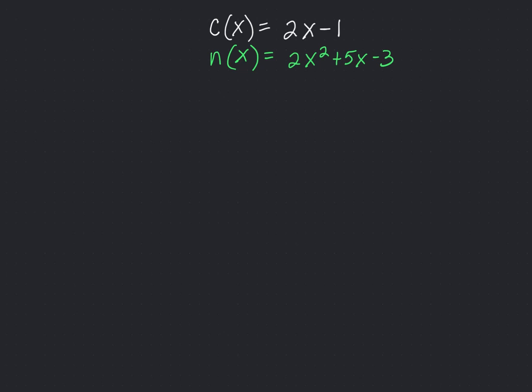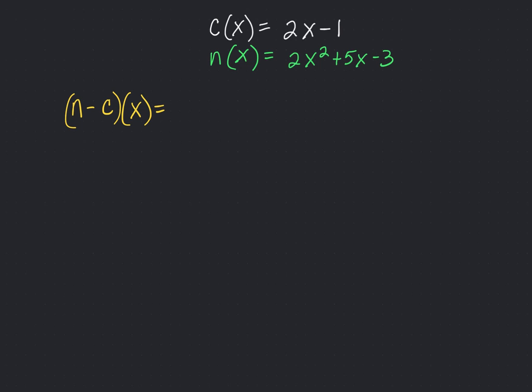This time, let's look at the function c of x equals 2x minus 1 and the function n of x equals 2x squared plus 5x minus 3. Now I'm pretty sure you can do the addition of these two functions backwards and forwards all day. Let's start by looking at the function n minus c of x.